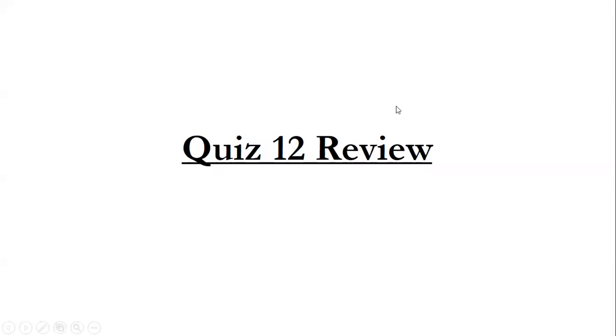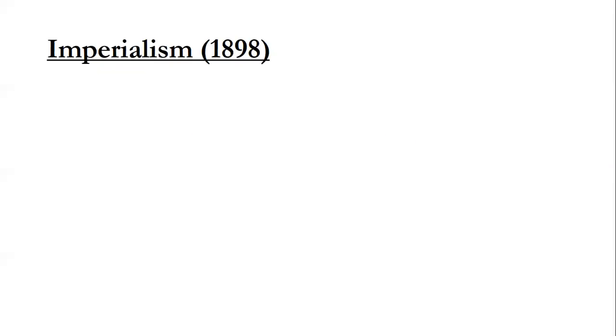All right, in an effort to bring up quiz grades, I'm doing a quick quiz review on Quiz 12. Quiz 12 is over two major things. It's over imperialism and the progressive era. With imperialism, the big year you want to know is 1898, and that is because most of the United States imperialism really takes place starting in 1898 with the Spanish-American War.